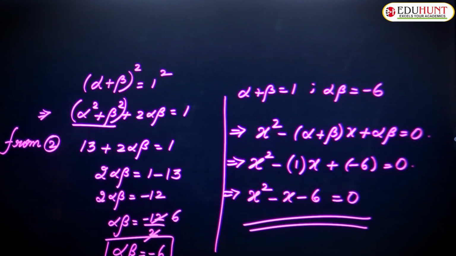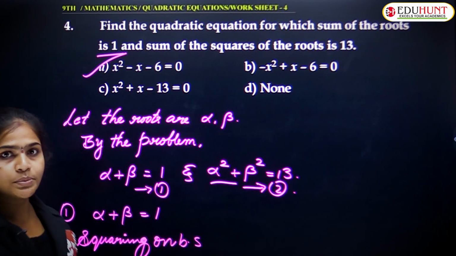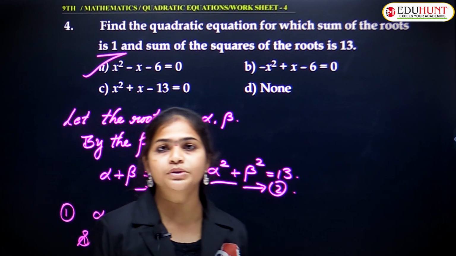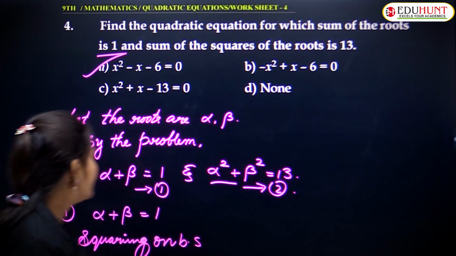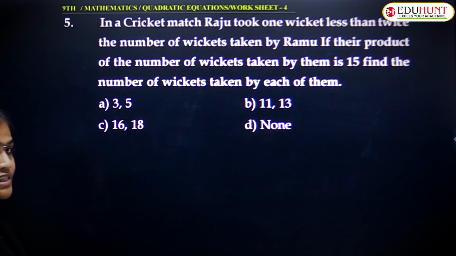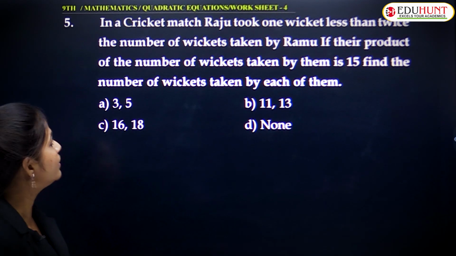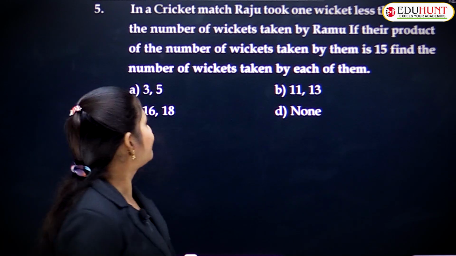Understand? So which option is correct? See here, x square minus x minus 6. So which option is correct here? Yes, option A is true here. Okay, so let us see the next question and the final question, that is the fifth one. Okay, from this worksheet, this is the final question. Okay children, see that fifth question.